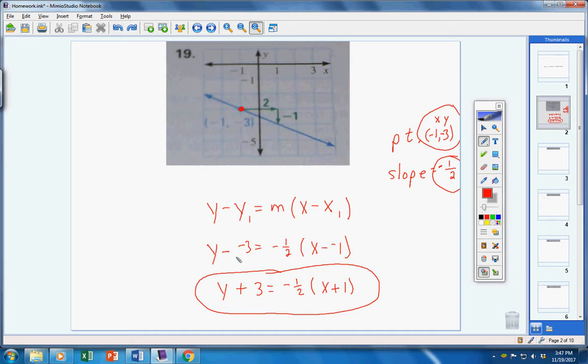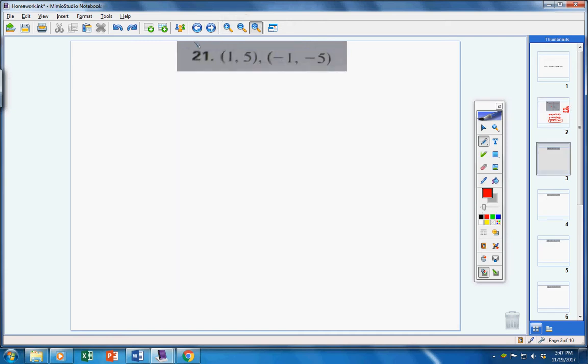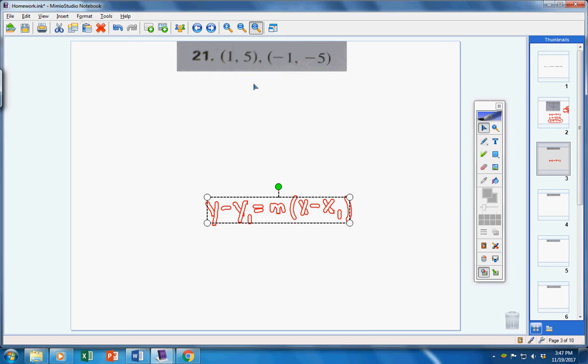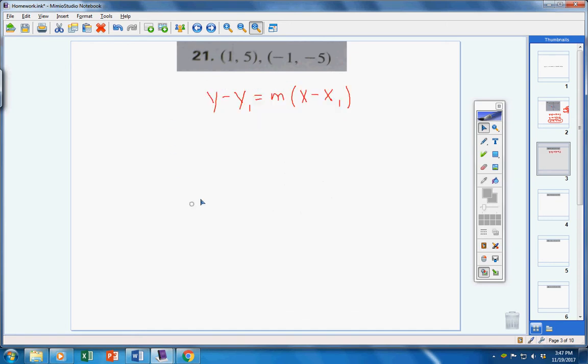We have a y, then a number, then an equal sign, then a number, then a parentheses with an x and a number here. Okay? 21, same thing. We're going to write the linear equation of the line that passes through these two points, and we're going to write it in point slope form. So we need a point, and we need the slope. Now we actually have two points, and you can choose either one, okay? I'm going to go ahead and do this two ways just to show you something here.